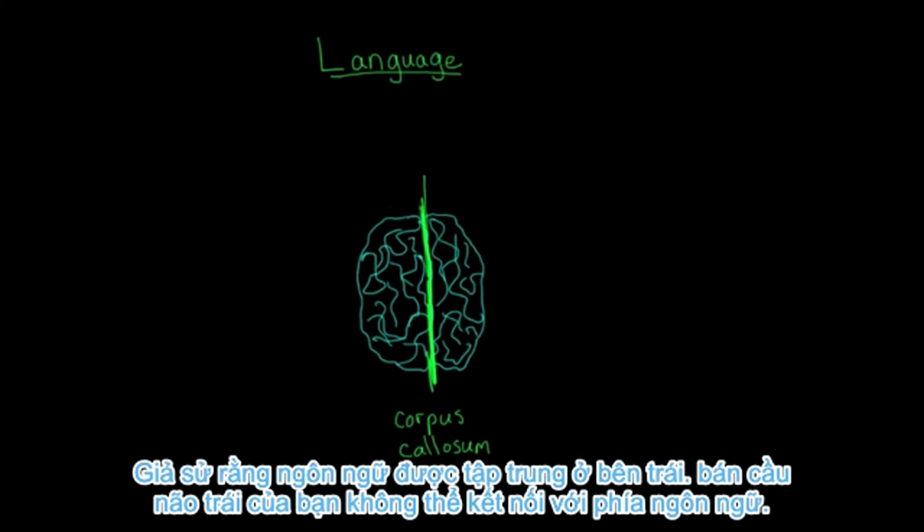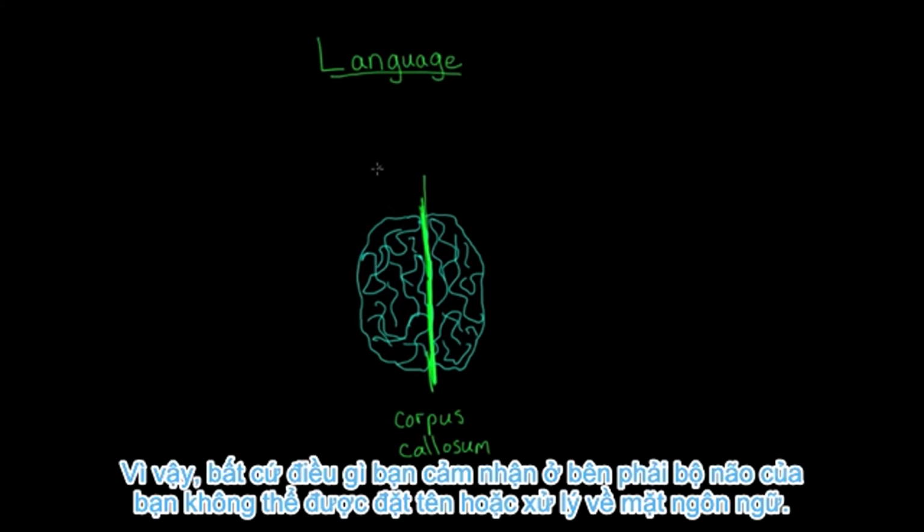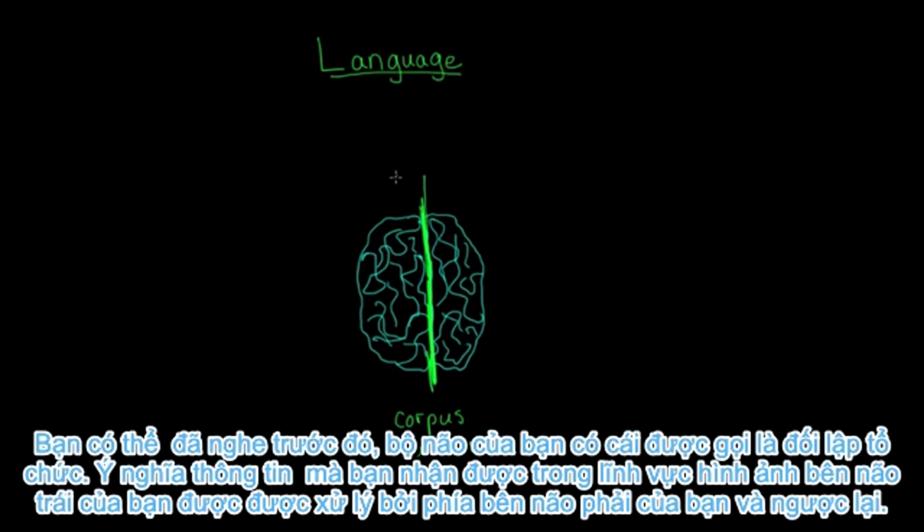So, assuming that language is centralized in the left hemisphere, this means that the right side of your brain can't connect to the language side. So, anything that you perceive in the right side of your brain can't be named or dealt with in terms of language. Now, you may have heard before that your brain has what's called a contralateral organization, meaning that information that you perceive in your left visual field gets processed by the right side of your brain and vice versa.